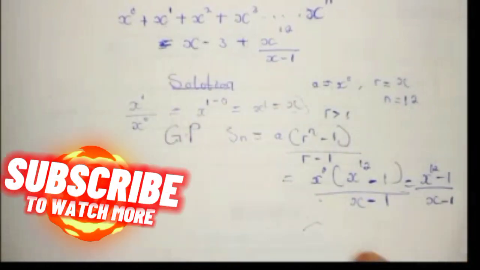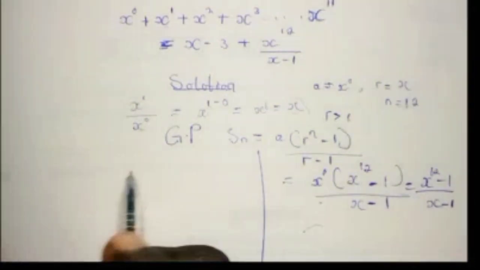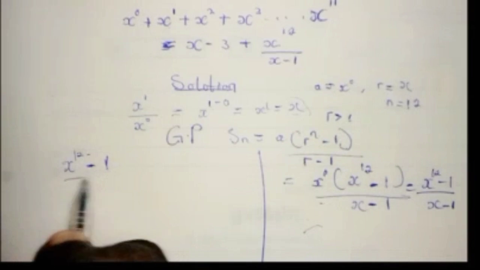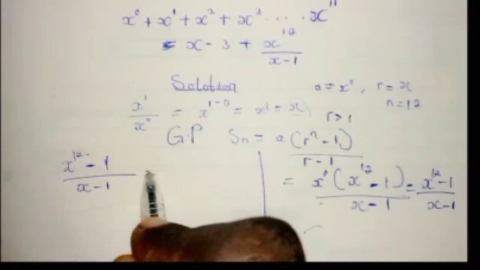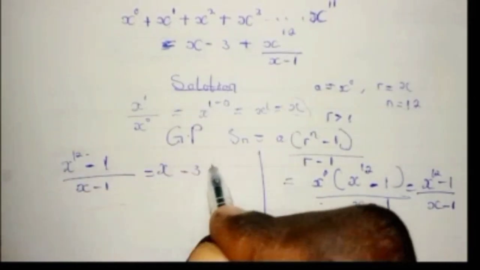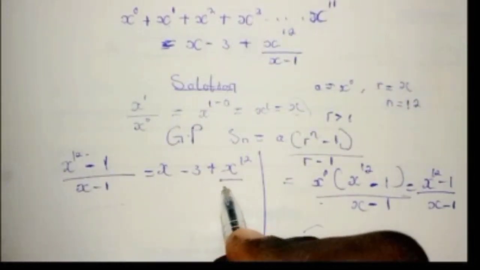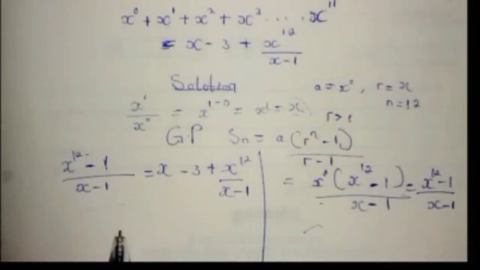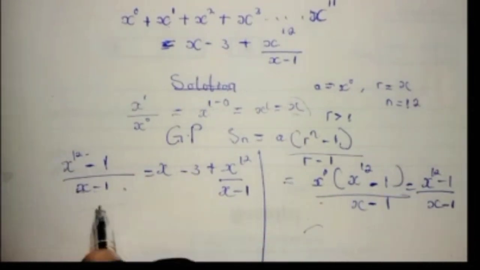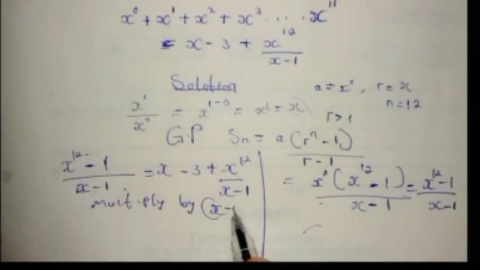So let's substitute this into this. Since we have gotten the sum of this, we have x to the power of 12 minus 1 over x minus 1 is equal to x minus 3 plus x raised to the power of 12 over x minus 1. So now, next step is to multiply through by x minus 1. So multiply through by open bracket x minus 1.